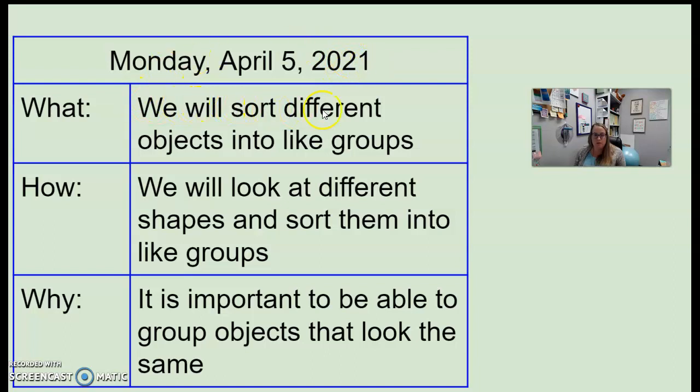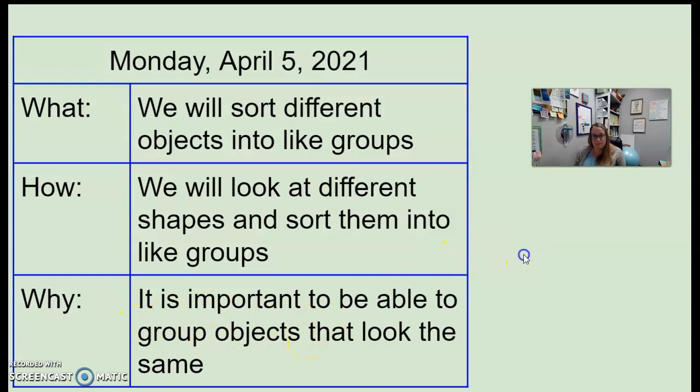Today we will sort different objects into like groups. How are we going to do this? Well, we're going to look at different shapes and sort them into different groups. Remember we talked about that word sort last week. Why are we going to do this? Well, it's important to be able to group objects that look the same.